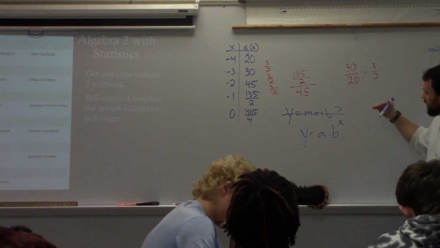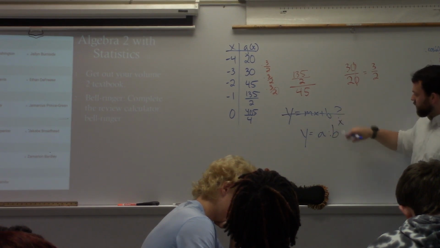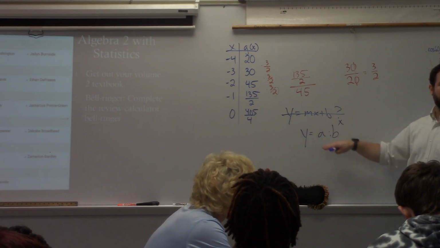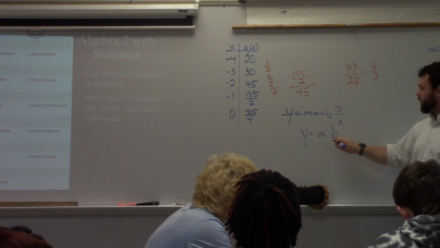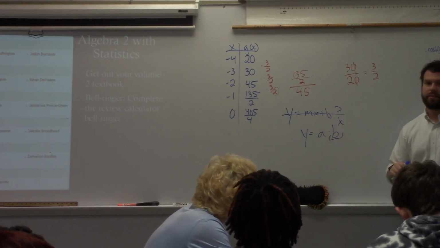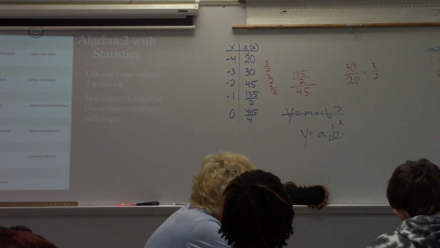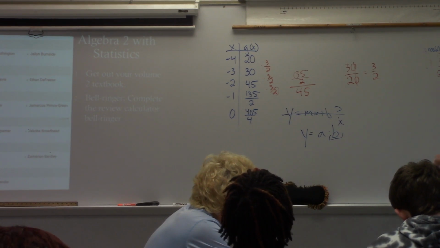What am I repeatedly multiplying by in this equation? Not for this function, but for this equation, what would I have to repeatedly multiply by? B. B is raised to the x. B is that constant factor. B is what we're repeatedly multiplying by. So this is a quick review of what we've already studied.